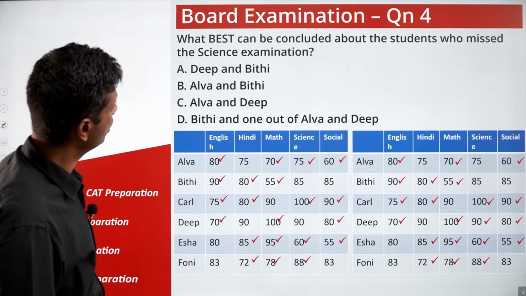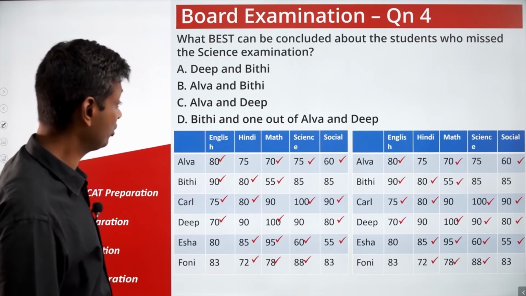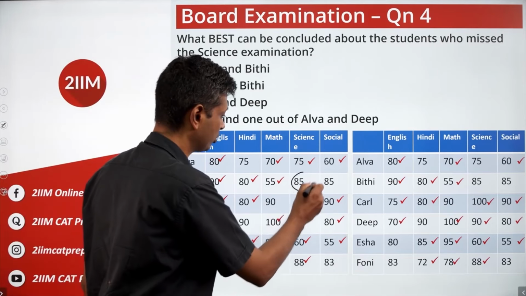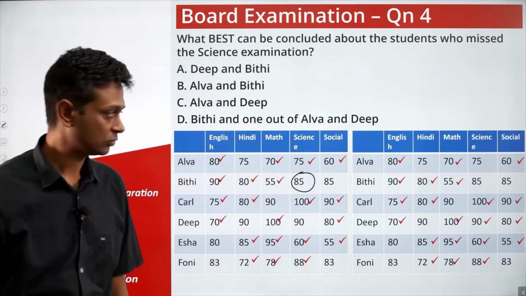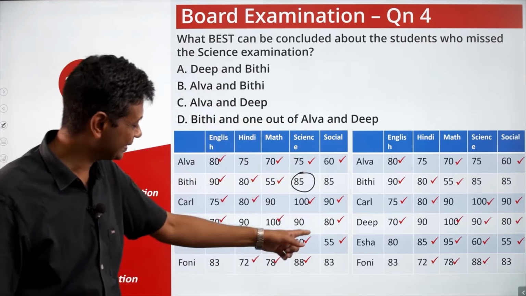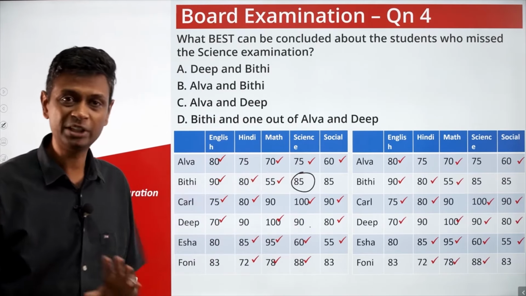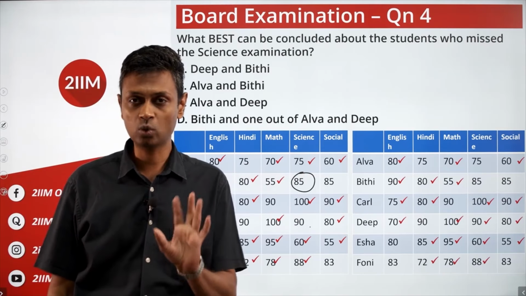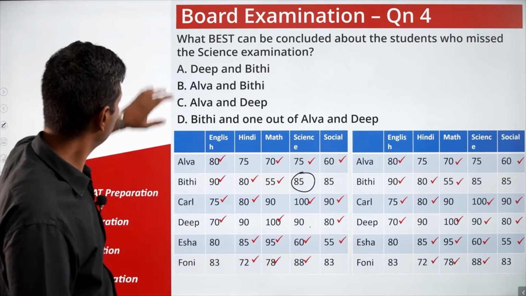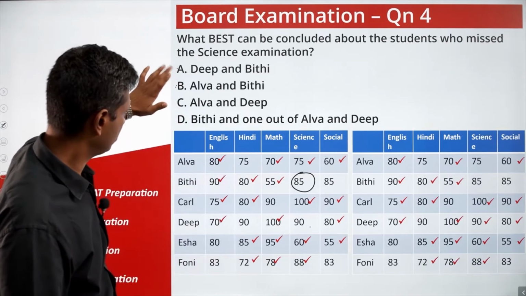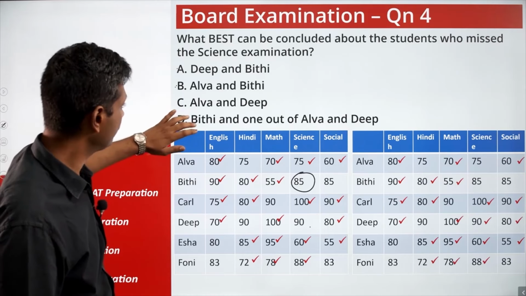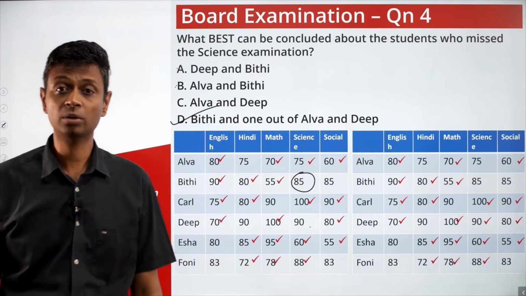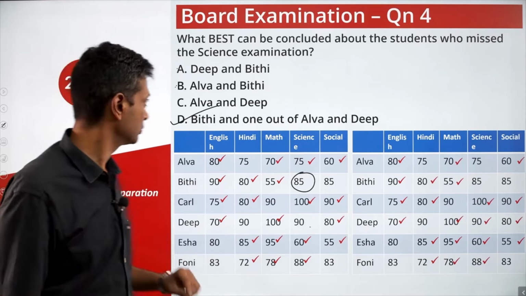What best can be concluded about the students who missed the science exam? Who missed the science exam? What do we know for sure? We know that Bysi missed the science exam, for sure. We know that it could have been either Deep or Alva. It could have been Bysi and Alva or Bysi and Deep. That's the only ambiguity. Deep and Bysi, and Alva and Bysi are possibilities, but we cannot say for sure. Bysi and one out of Alva and Deep is perfect. Either Bysi and Alva or Bysi and Deep. B and A or B and D. Lovely.